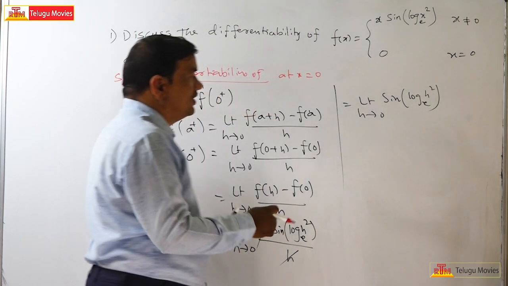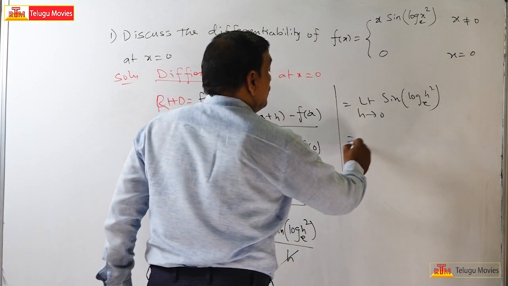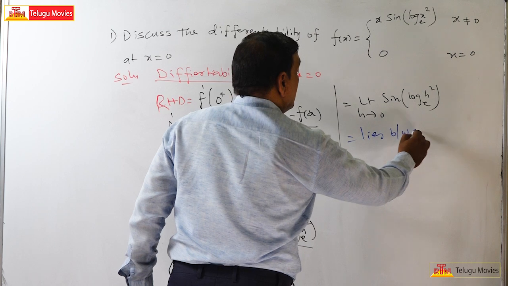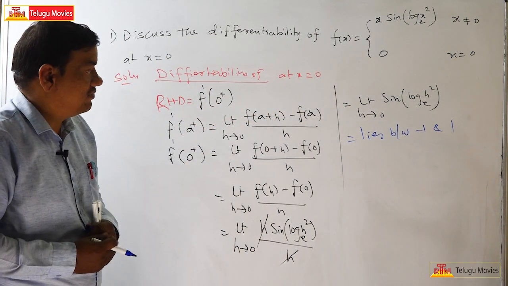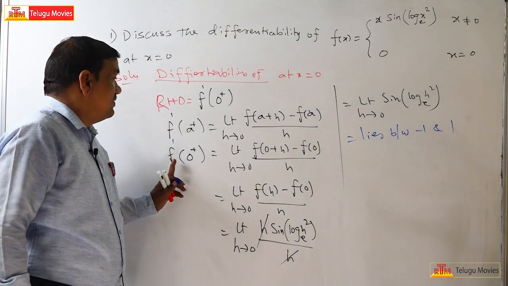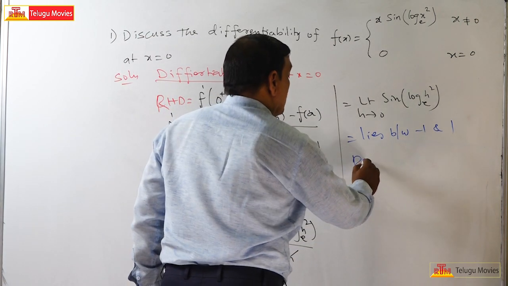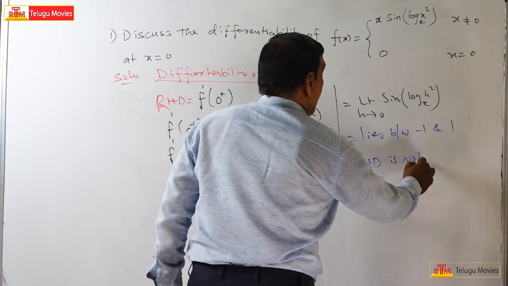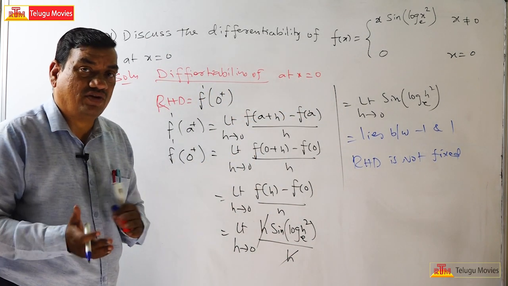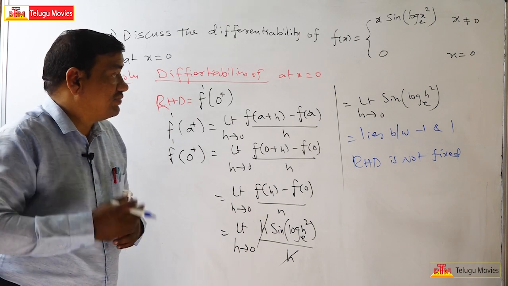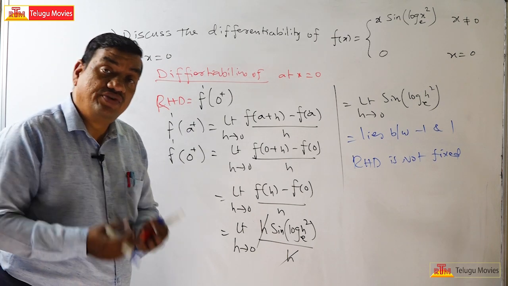So this is equal to limit h tends to 0 of sine of log of h square to the base e. As we explained in the previous continuity part, this value lies between minus 1 and 1. That means the right hand side derivative is not fixed, not finite. It lies between minus 1 and 1, so it is oscillating between minus 1 and 1.